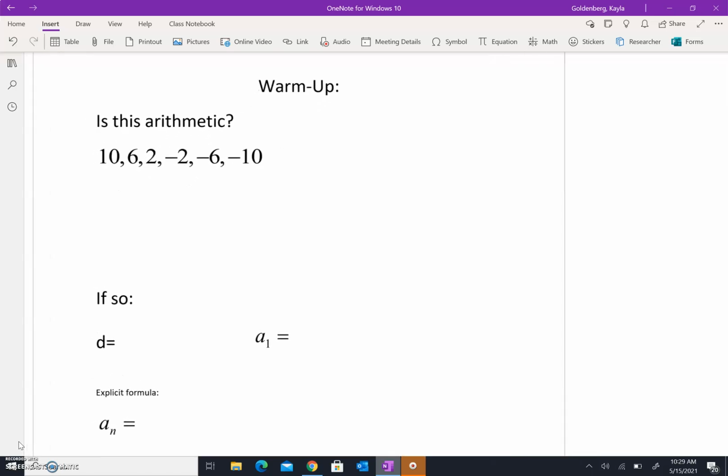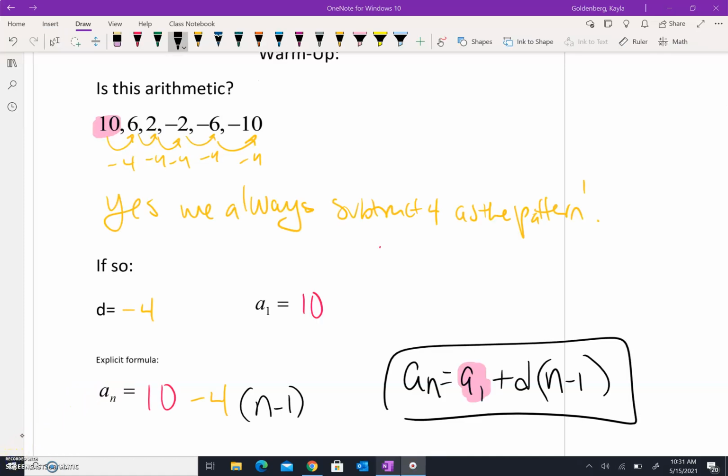So here is a sequence of numbers. I'd like you to consider, is it arithmetic? And then if so, find the common difference, the first term, and the explicit formula that you could plug any n value into to get that specific term. So go ahead and pause the video, work that out, and unpause when you're ready for a double check.